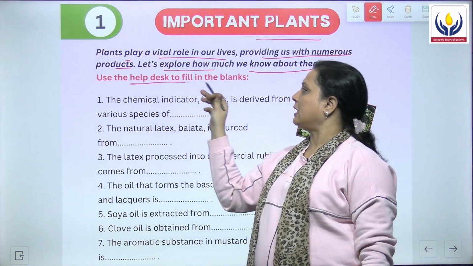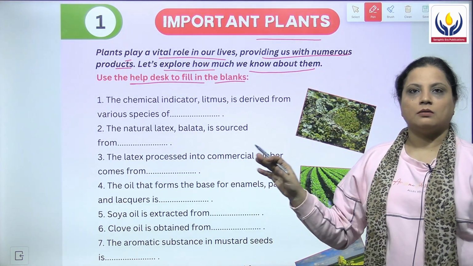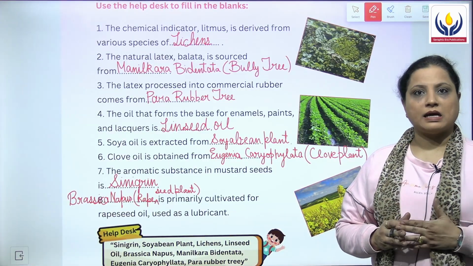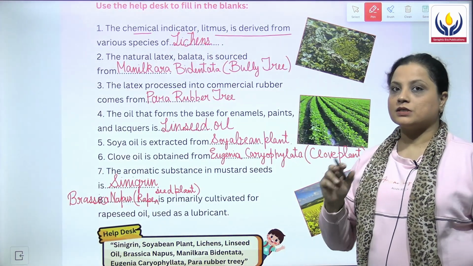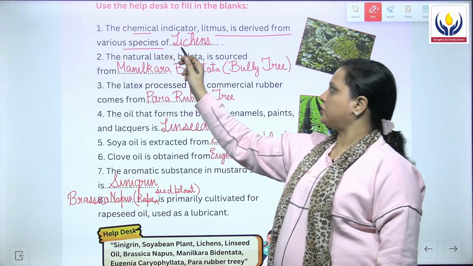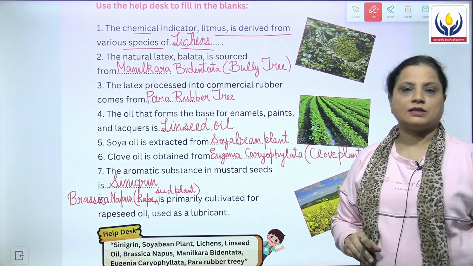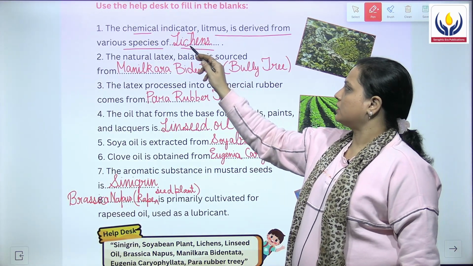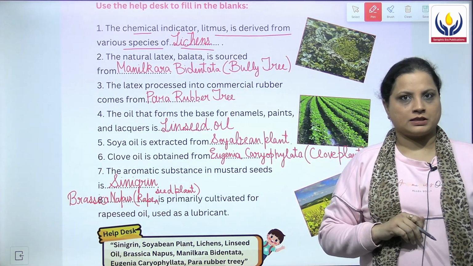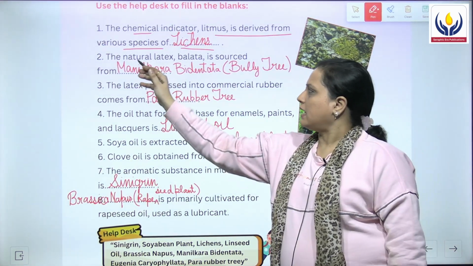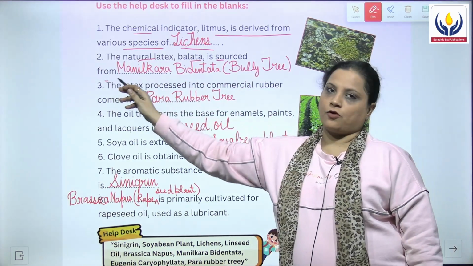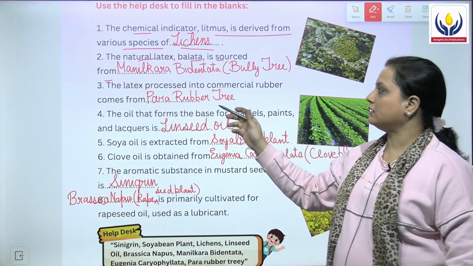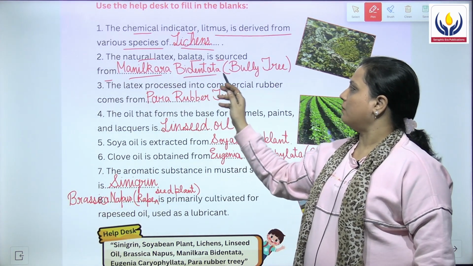Use the help decks to fill in the blanks. The first fill in the blank is: the chemical indicator litmus is derived from various species of dash, and the answer is lichens. Lichens.